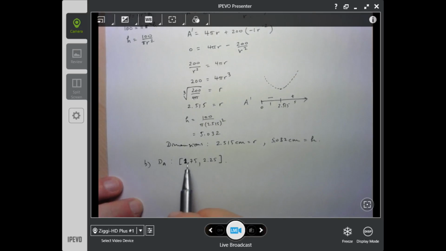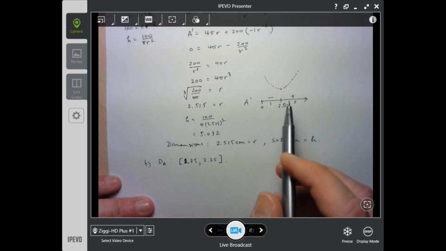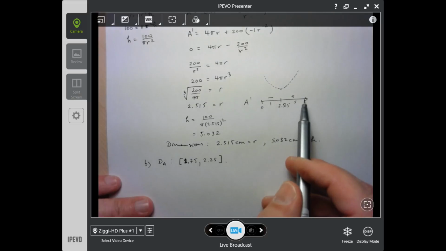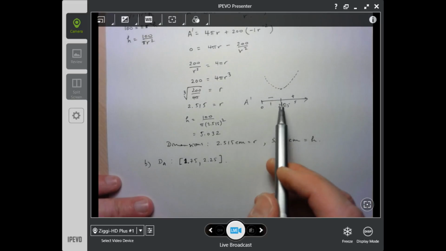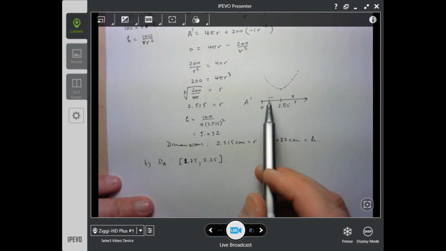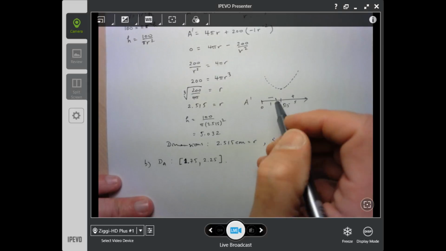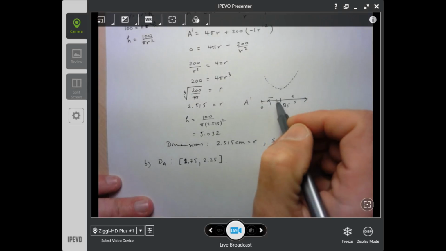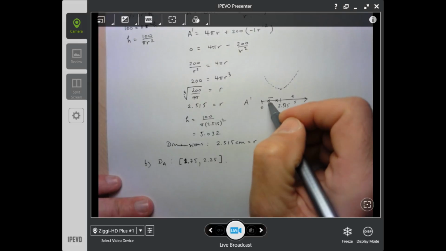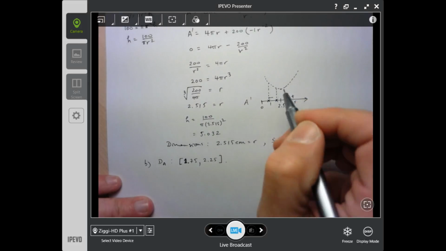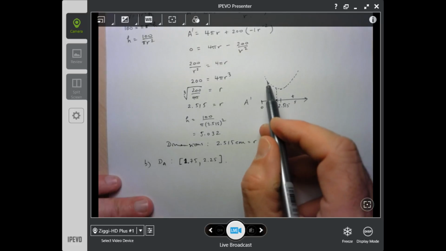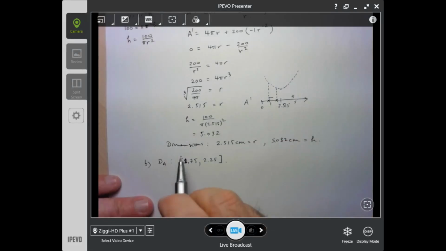Now notice here I could make an argument without actually having to calculate anything in this particular scenario, because look at our number line here. We see that to the left of 2.515, the function is always decreasing. Meaning that if I've got 1.75 and 2.25, and I look at the y values, the y value at 2.25 must be smaller than the y value at 1.75.